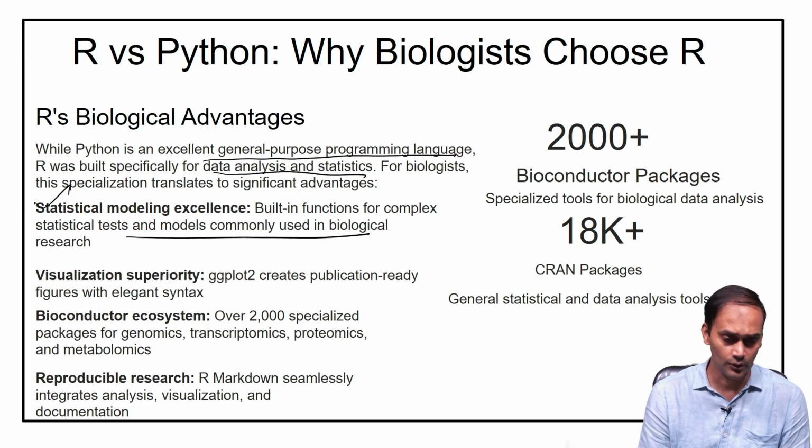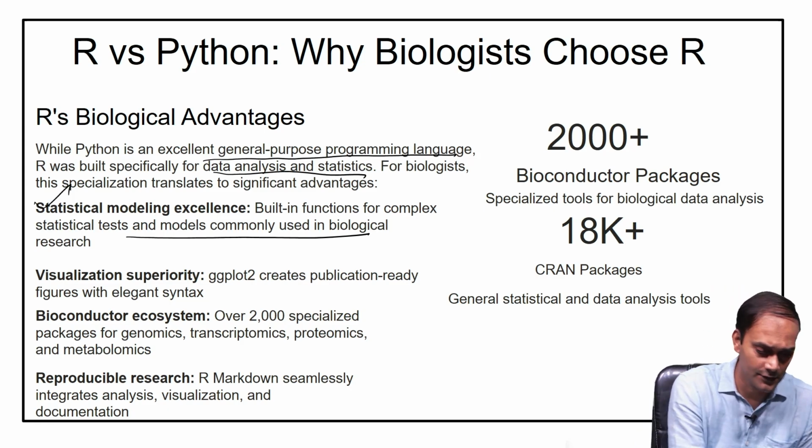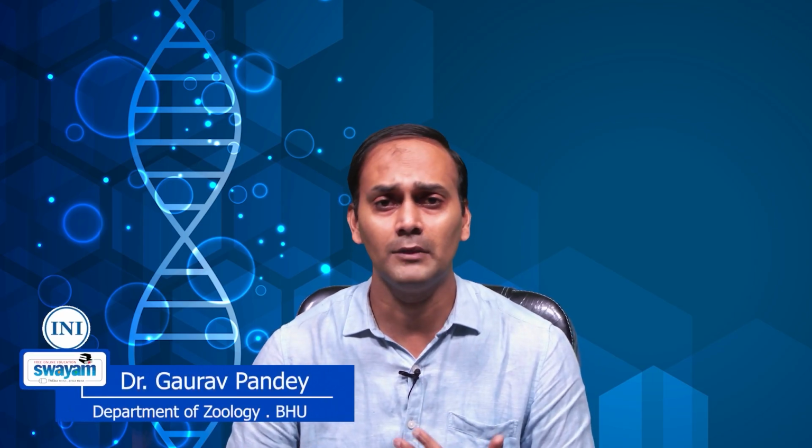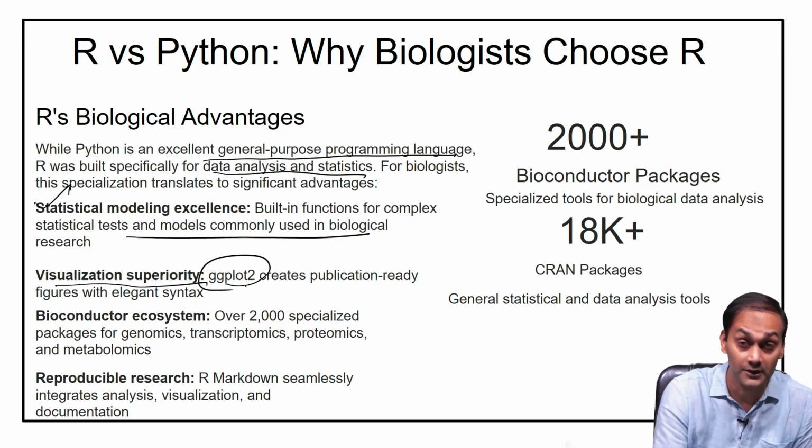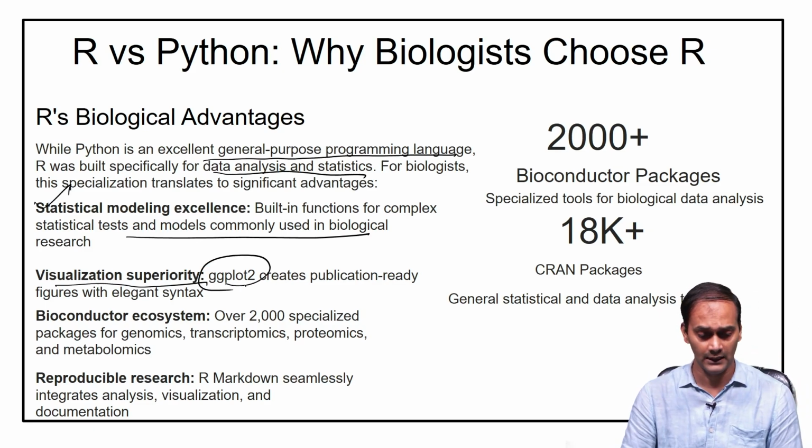Second advantage R gives over Python is the visualization superiority. We all have to make graphs or plots for publications. Biological data, you cannot present it just like an Excel sheet or a table. We always want to present it like a heat map, like a graph, there are multiple ways, and this is where R holds an advantage over Python. You can use applications like ggplot, which we will talk about in the course later on, which creates publication ready figures.